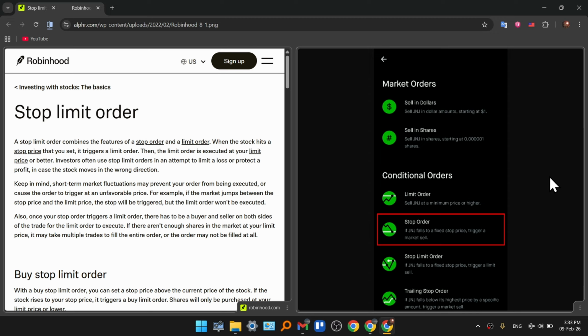Also, you can use OCO, which is the one cancels other method. It supports it, so you can place a stop loss below and take profit above. When one triggers, the other one cancels automatically. So that's how you set a stop loss and take profit on Robinhood and manage risk automatically.